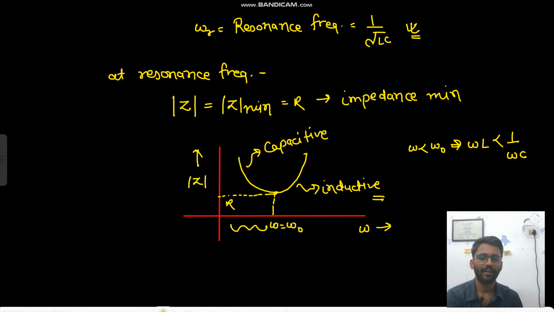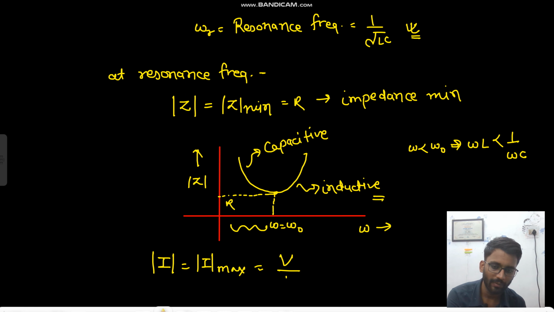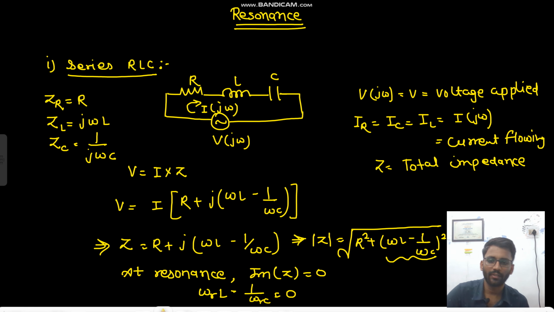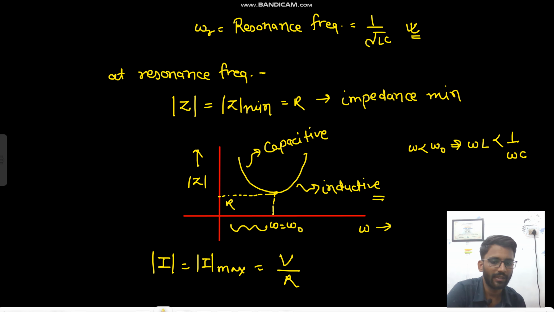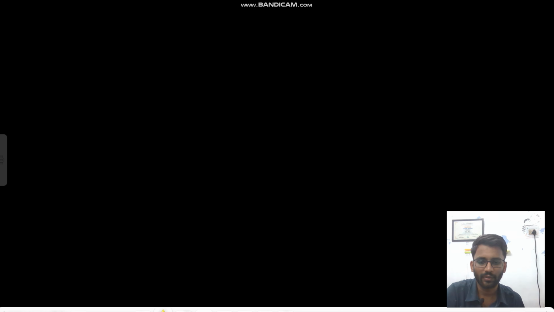And now if your Z is equal to Z minimum, then your current mod of I is equal to I maximum, that is equal to V by R. What was your current? Your current was V by this impedance. If this is minimum, the current will be maximum. So at resonance, your current will be maximum. So now drawing the plot.